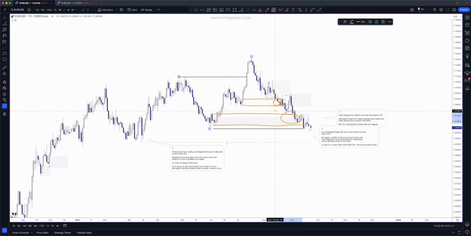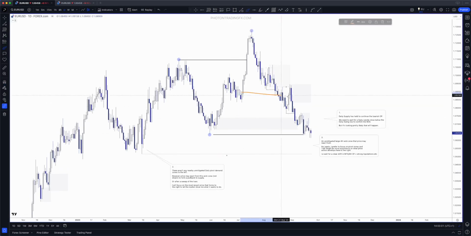Try not to overthink it too much and find the most perfect unmitigated zone, because sometimes the most perfect ones fail and sometimes the ones with slight mitigations give you a better reaction. So it is what it is. But yeah, hopefully that helps.